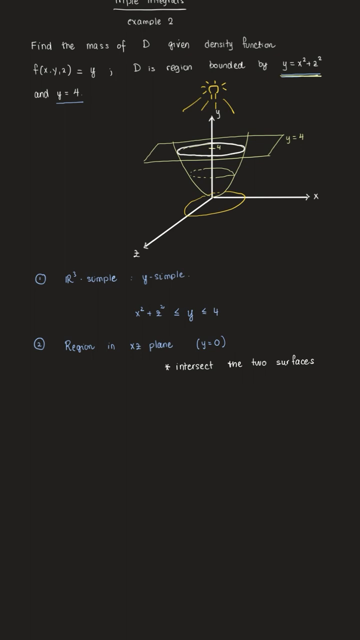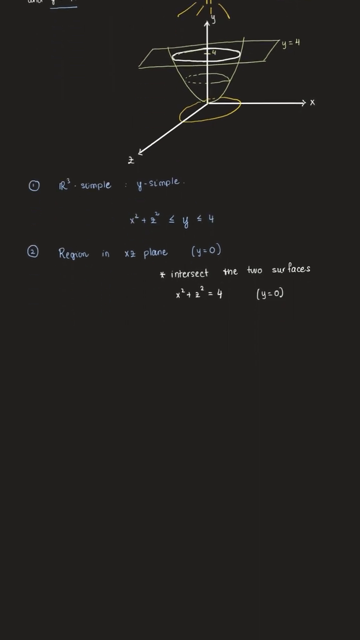So when we intersect our two surfaces here, we have that x squared plus z squared must equal 4. There's no y here, so when y is 0, we get this circle of radius 2. And now I do think this is really important: sketch your region in R2.